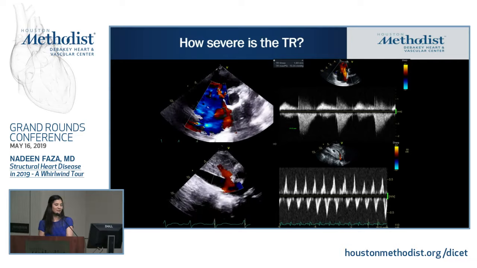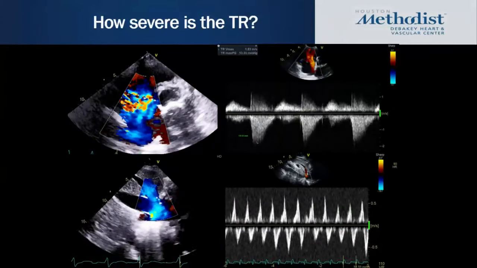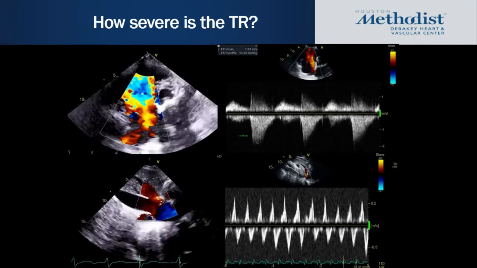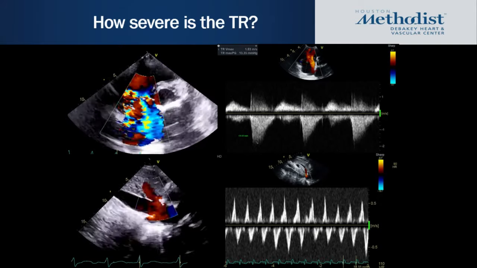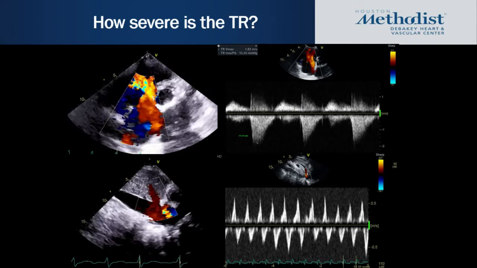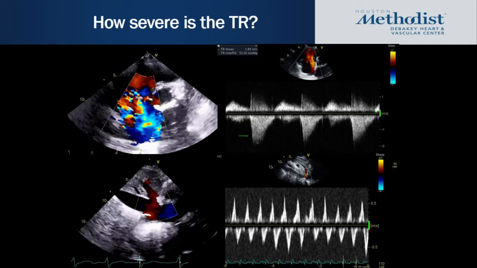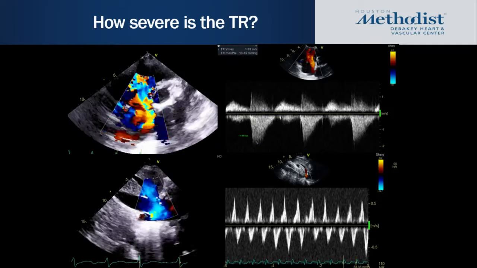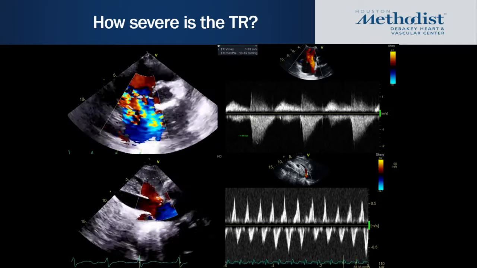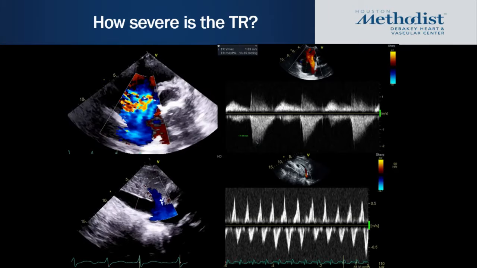This is one of our valve clinic patients who had a history of open heart surgery and had a tricuspid ring for treatment of tricuspid regurgitation. She came to see us with severe right-sided heart failure symptoms: abdominal distension, fatigue, edema, couldn't walk far. And this was her echo. How severe do you think the TR is here?